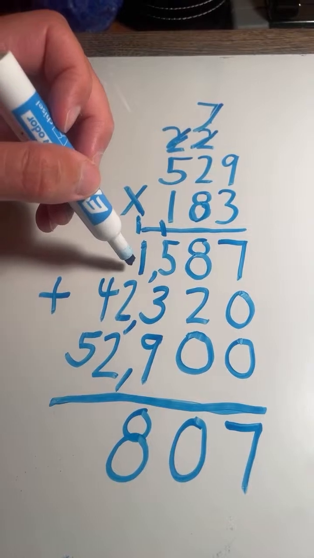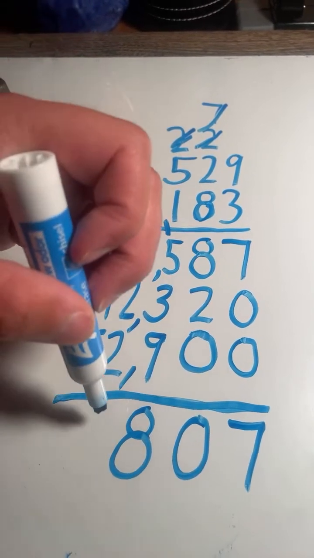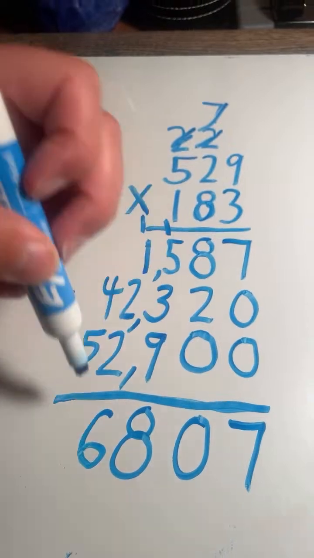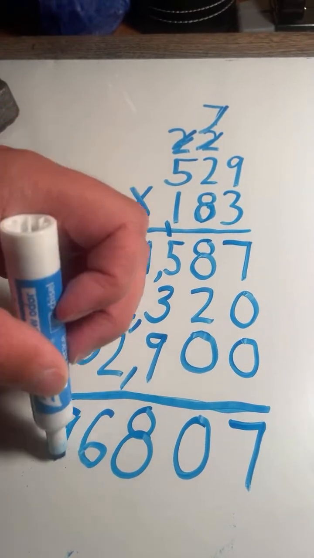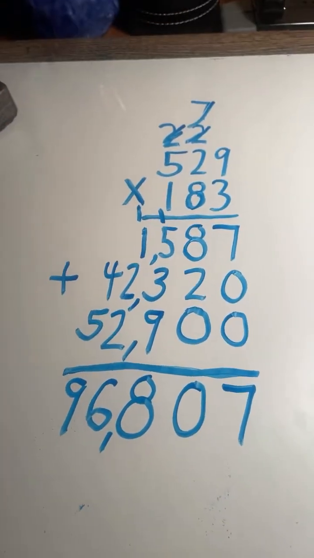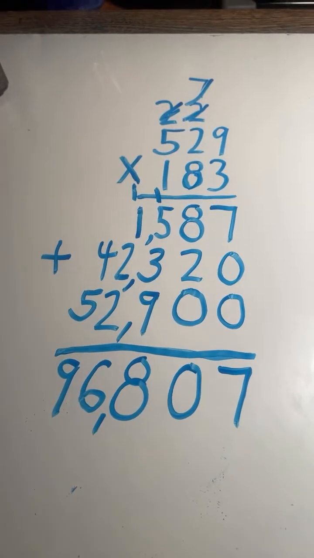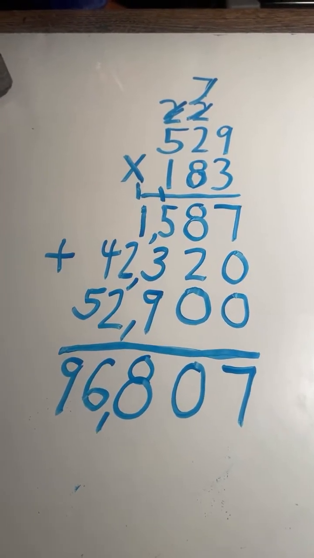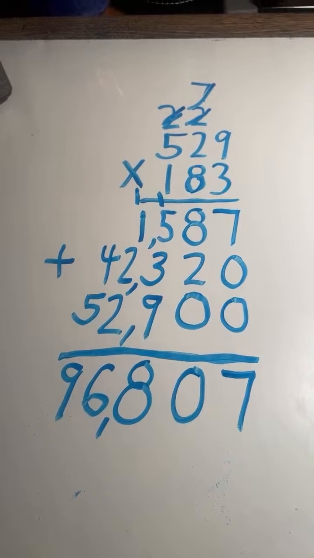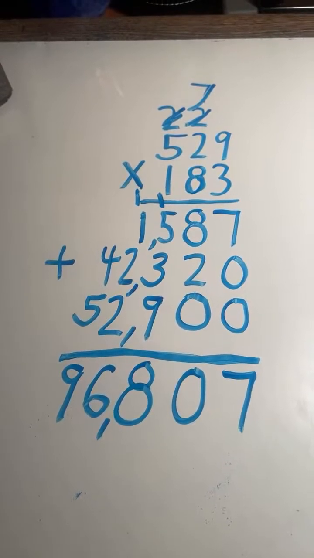1 plus 1 equals 2. Plus 2 equals 4. Plus 2 equals 6. 4 plus 5 equals 9. And we have our final answer. 529 times 183 equals 96,807.